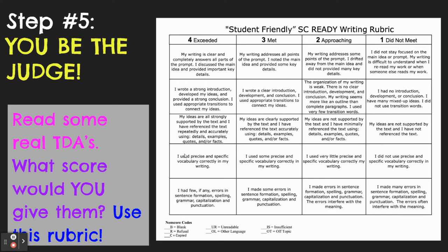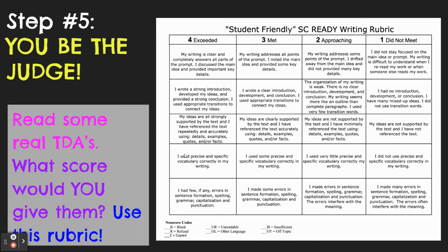We have a 4, which means exceeded. That means the writing is very clear. There's a strong introduction, a lot of evidence, a lot of analysis talking about that evidence. There's good vocabulary, very few spelling mistakes, grammar mistakes, capitalization, or punctuation mistakes. So you can kind of skim through that column for number 4. This is way beyond average. It's hard to get a 4. It's not easy. You have to really try hard, but you can do this.